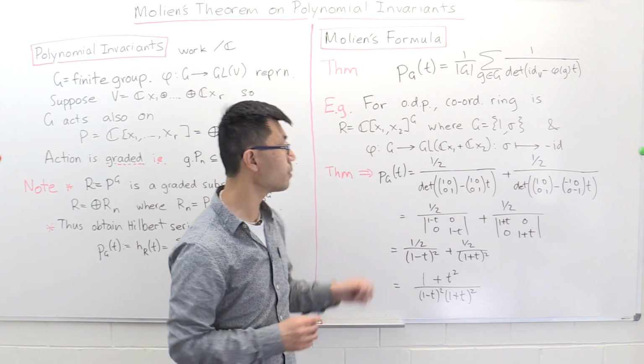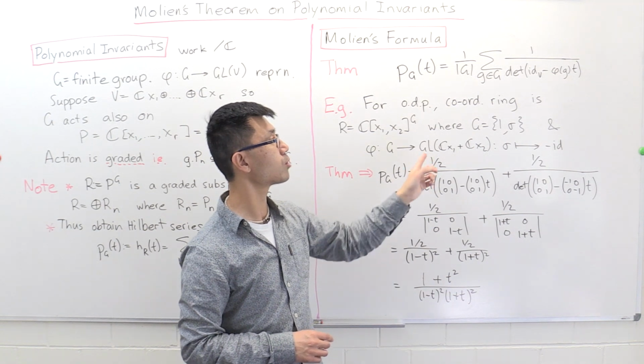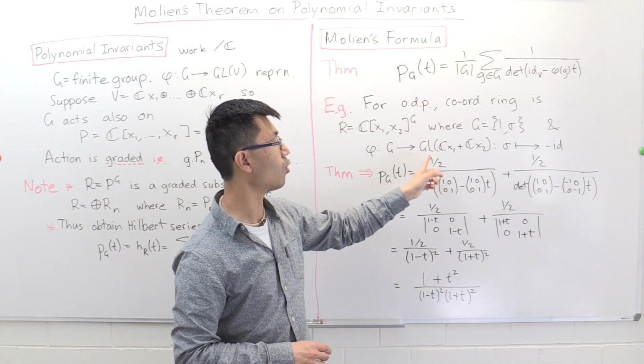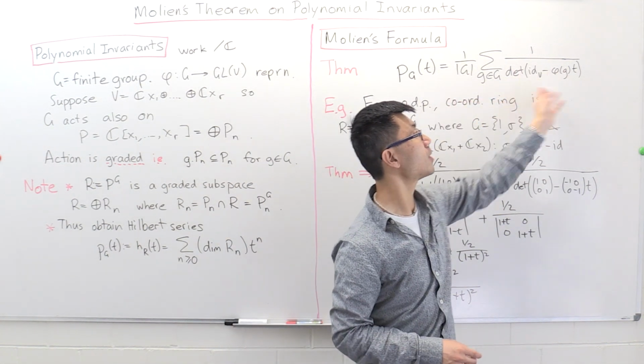Okay, so we need to do an average over the group. There are 2 elements in the group. Okay, so there are 2 terms in the sum, and we take the average, so we have to multiply those terms by 1 over the order of the group, so a half here and a half there. Okay, so let's see what this term here looks like.